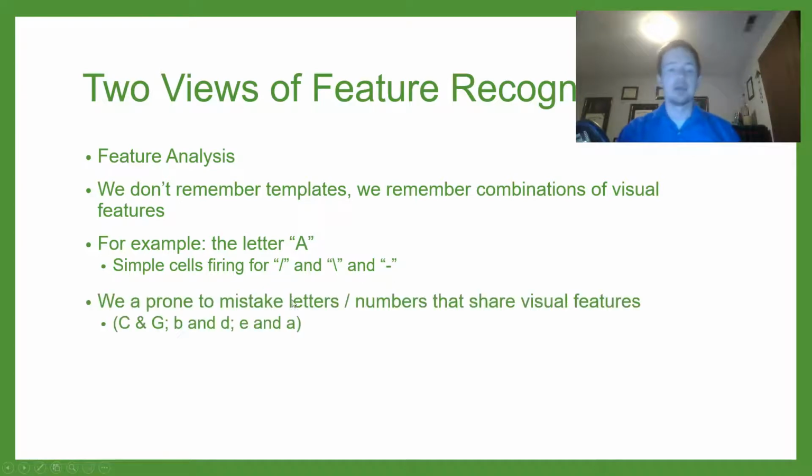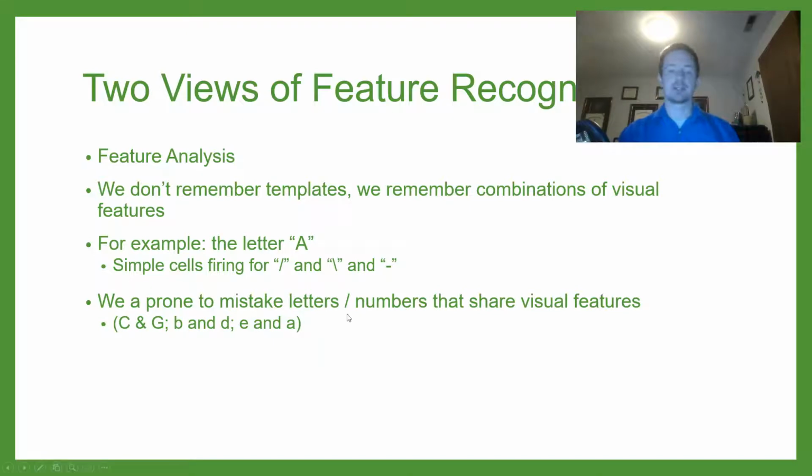And if those cells that are firing for those particular lines are close enough to one another, we perceive that as the letter A. And so this is part of the reason why we are very prone to making mistakes whenever we have letters that share features. So for example, very commonly when people are reading, they might mistake C and G, or B and D, or the lowercase e and the lowercase a. And the reason for that is because these letters share a lot of the same features. So because of that, we recognize a lot of these features in kind of the same way, and they have kind of the same relationship, but it basically gives us a false alarm that it is telling us that it is something that it is not.